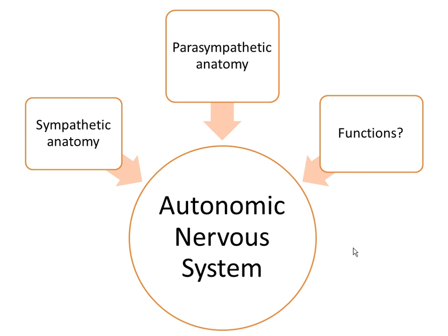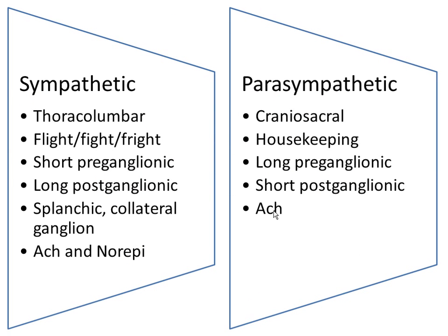In the world of the autonomic nervous system, we compared and contrasted the anatomy and the function of sympathetic and parasympathetic. Sympathetic, fight or flight. Parasympathetic, housekeeping. So sympathetic is thoracolumbar, flight or fright. Short preganglionic but long postganglionic. Splanchnic and collateral were words that went with this nervous system. The neurotransmitters are norepinephrine and acetylcholine.